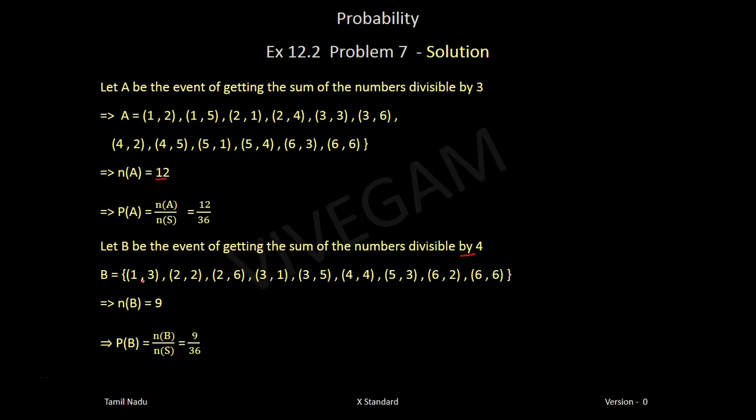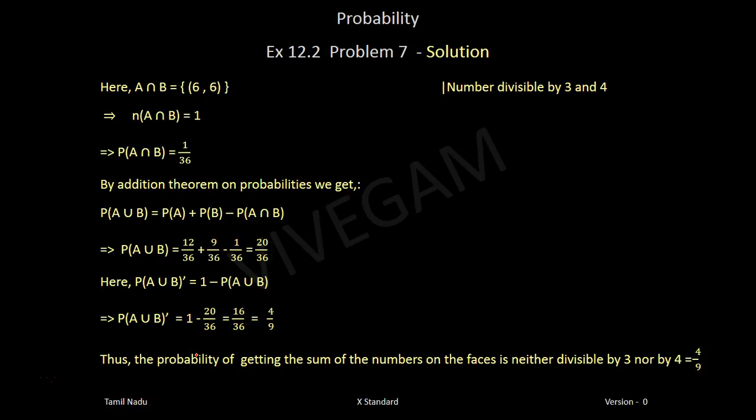So all these items are divisible by 4. So how many items are there? 1, 2, 3, 4, 5, 6, 7, 8, 9. 9 items are there. 9 outcomes are there. Right? So probability of B is 9 divided by 36. Now, next step is to calculate probability of A intersection B. That is the outcome where the sum is divisible by 3 as well as 4.